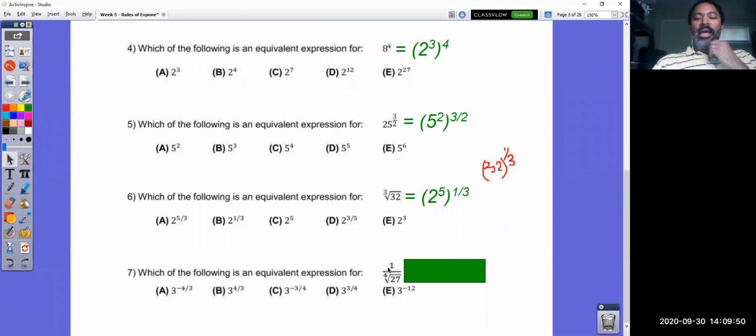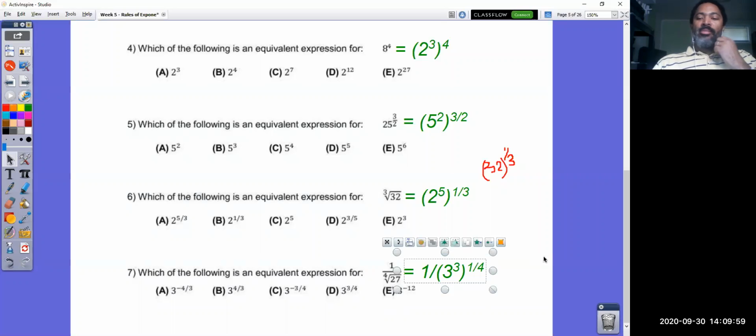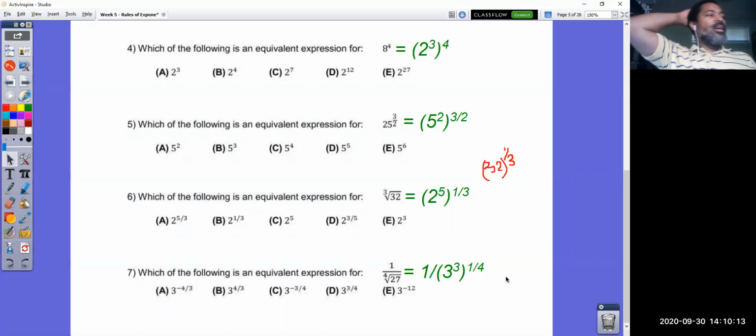Similarly here, we have 27 that can be rewritten as 3 to the 3rd power. We have a radical here, so that's 3 to the 3rd power raised to the 1/4. Okay, we can multiply here, but we notice that our answer choices, they're not in the denominator. So we need to use the negative exponent property to rewrite this base in the numerator, which then changes the sign on the exponent. Okay, so I have 2 minutes into the poll. Let's take another 4 minutes, and then I will end the poll.